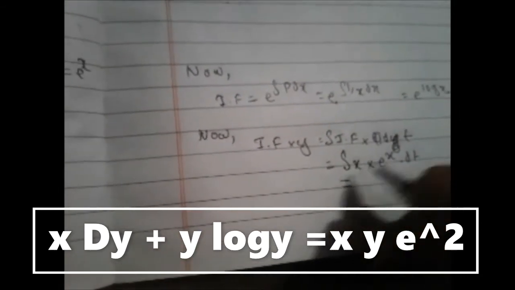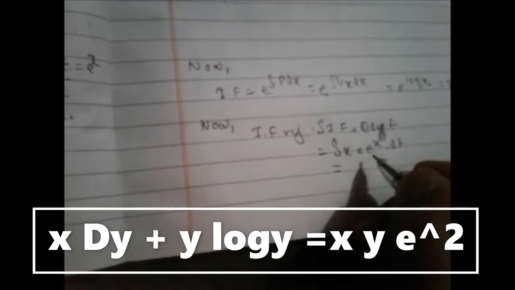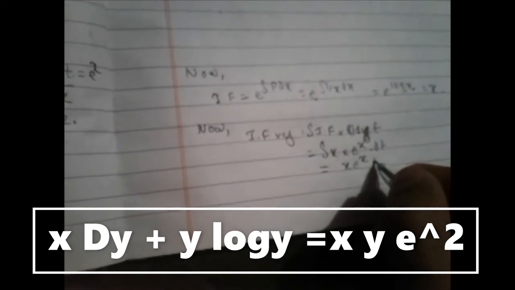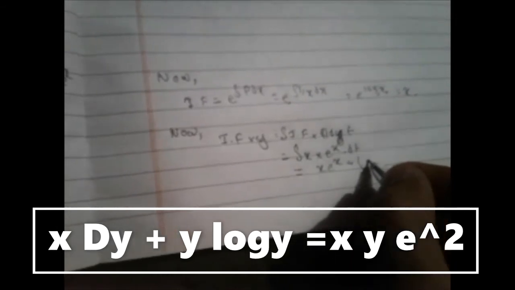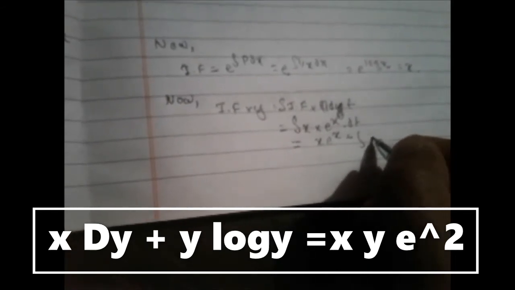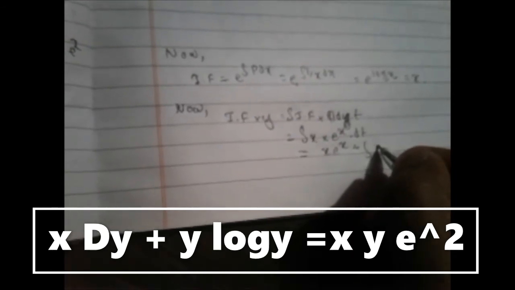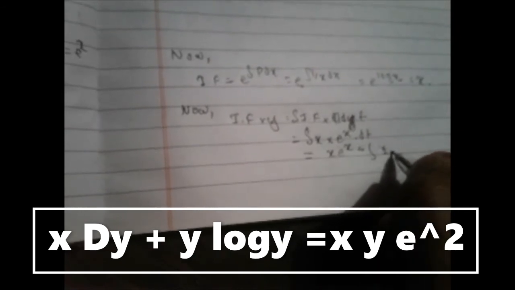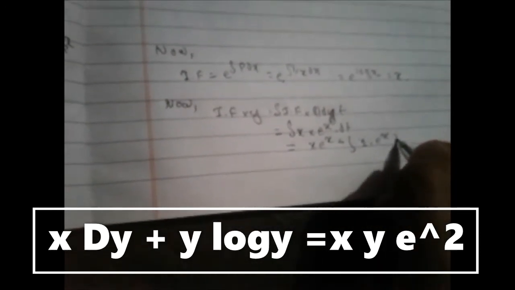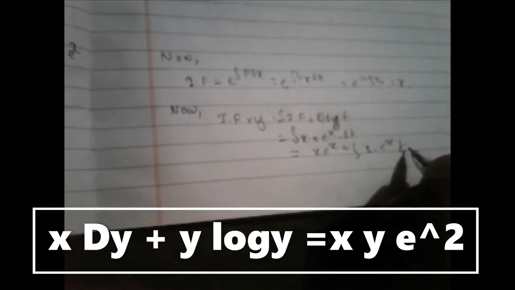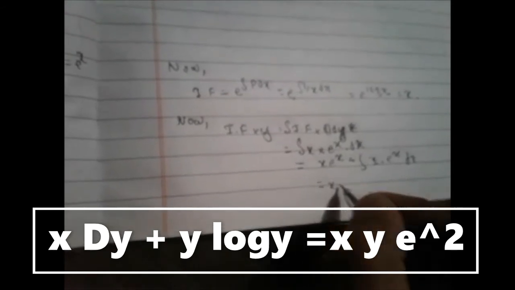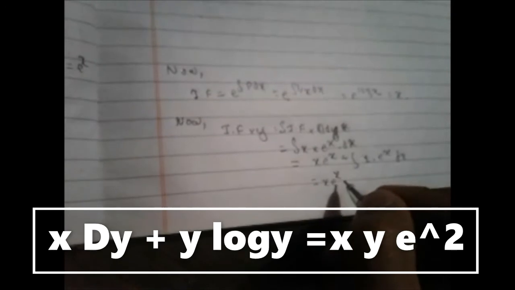Now we take integration of x e to the power x, plus x e to the power x minus, derivative of x is 1 and integration of e to the power x is e to the power x dx, is equal to x e to the power x. I think here something is missing.